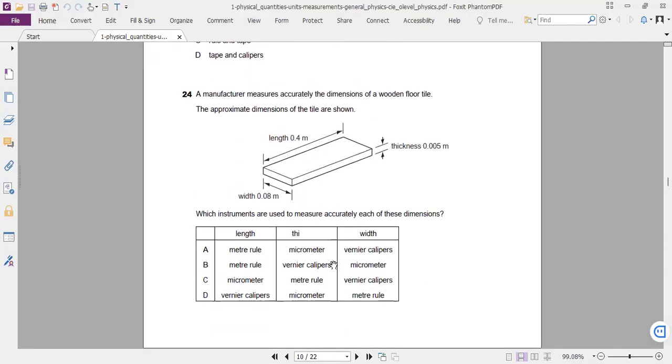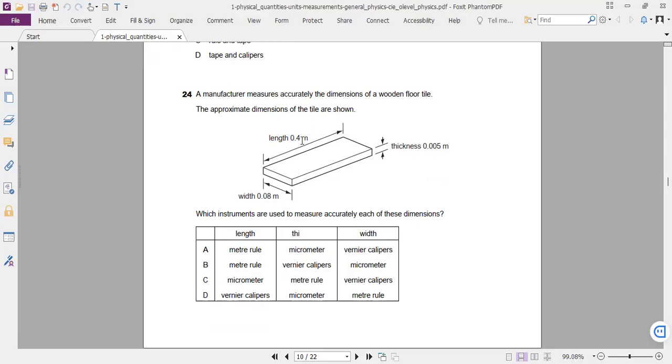Next question again, which instruments for the length? So this is the length, 0.4 meters. Bear in mind that different measuring instruments are suitable for different measurements. Then you have width, so this is 0.08 meters. And then there is thickness, that is 0.005 meter. All the measurements are given in meters.